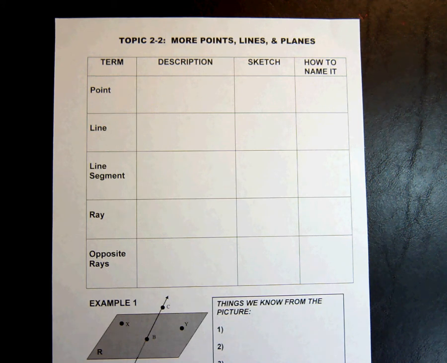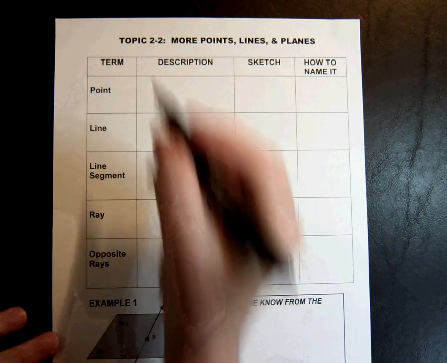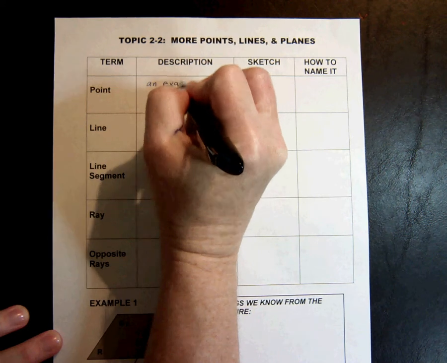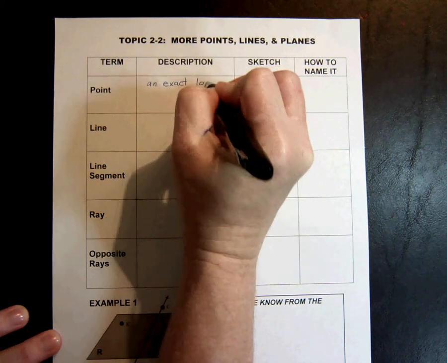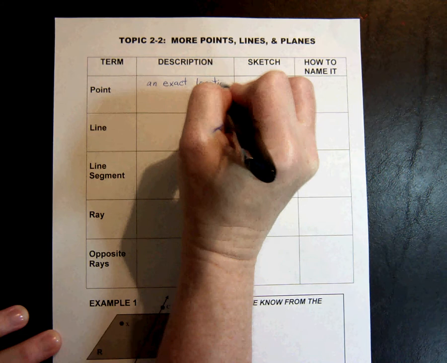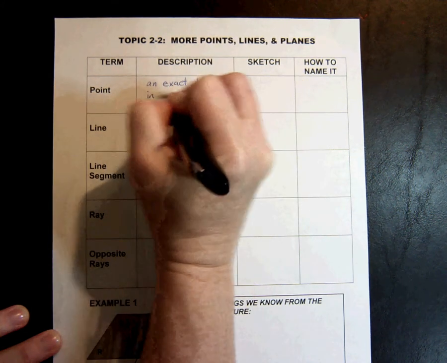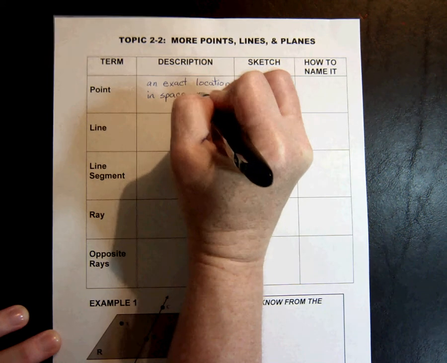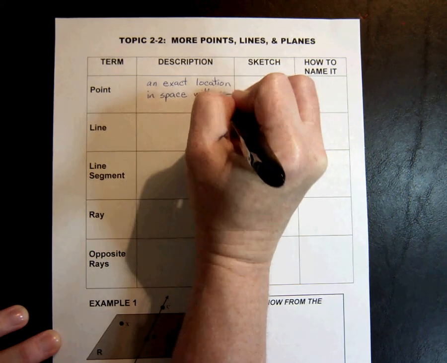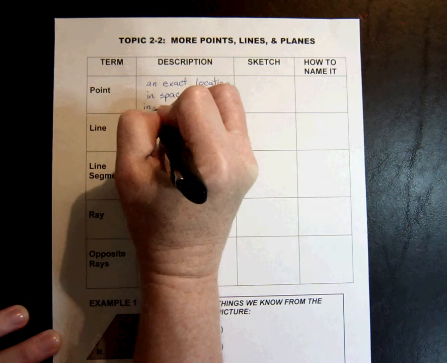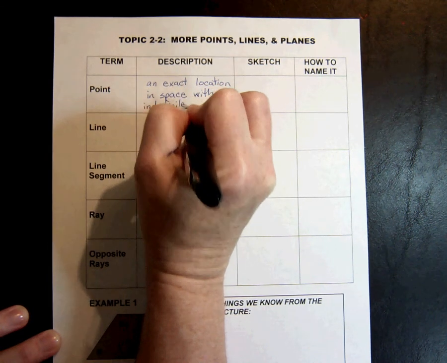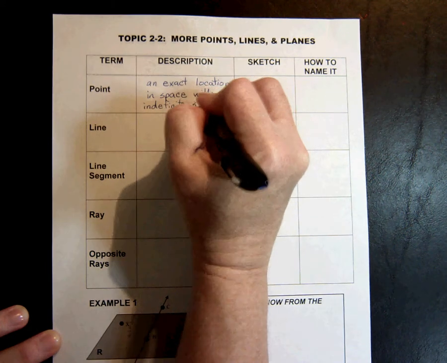Topic 2.2. More points, lines, and planes. A point: an exact location in space with an indefinite shape and size.